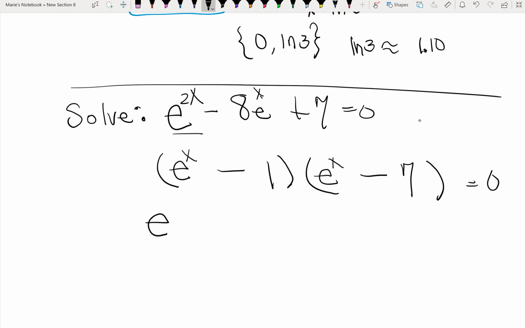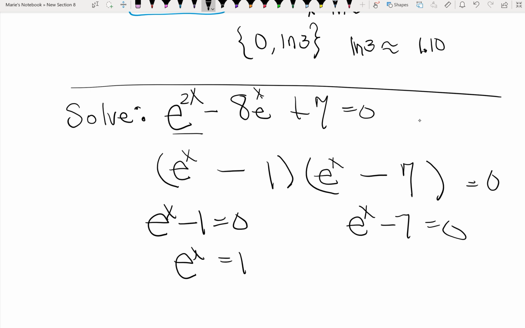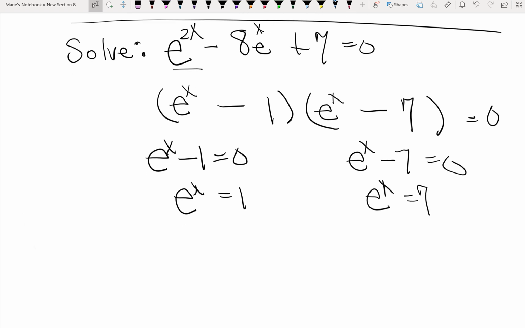So now we solve e to the x minus 1 is equal to 0, and e to the x minus 7 is equal to 0. And so now we have e to the x is equal to 1, and here e to the x is equal to 7. All right, and so obviously we remember that what would make this equal to 1 is if x equals 0. Remember, anything to the 0 power is 1 anyway, right? That's an easy rule to remember.